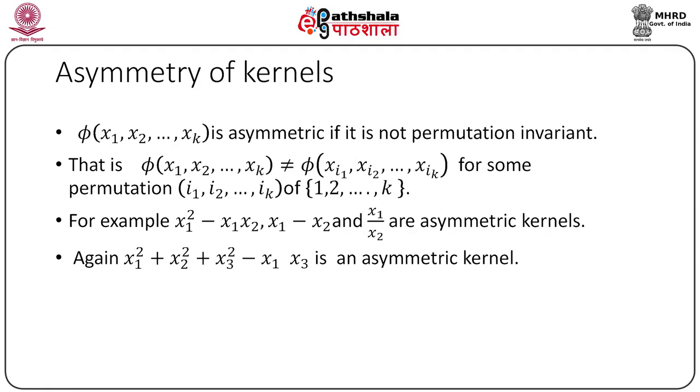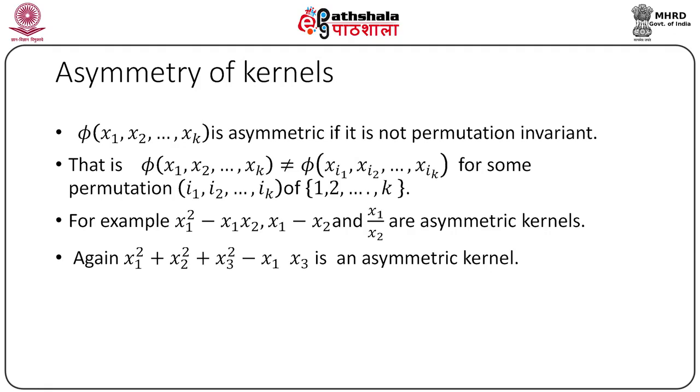Thus, x1 square minus x1 x2 is not permutation invariant, and therefore asymmetric. Similarly, x1 minus x2 and x1 divided by x2 are also asymmetric kernels.